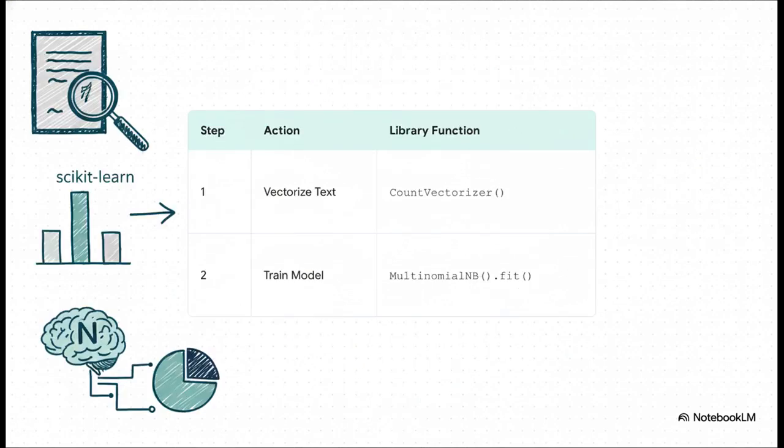Okay, now check this out. With scikit-learn, this is crazy easy. We just use this thing called CountVectorizer. It does all that pre-processing work for us and turns our text into those bag of words vectors we talked about. Boom, done. Then we feed that data into a simple classifier, in this case one called Multinomial Naive Bayes, and tell it to learn the patterns.